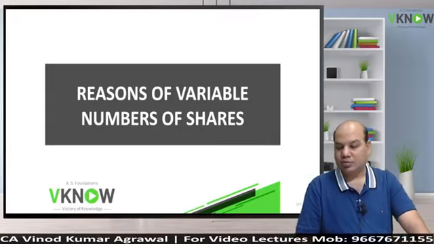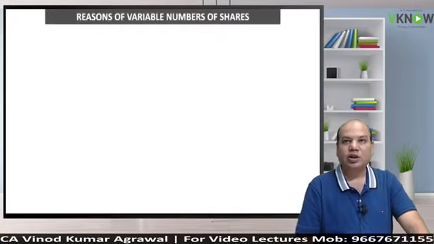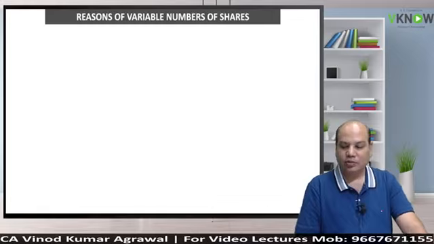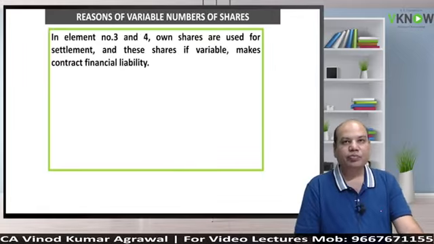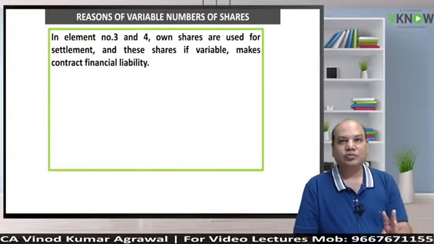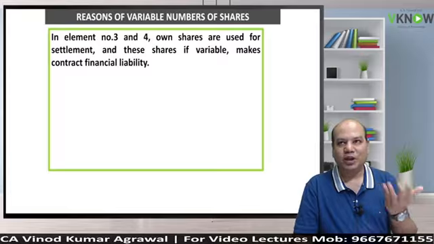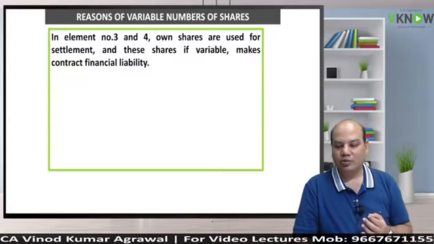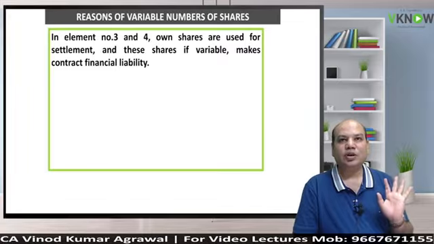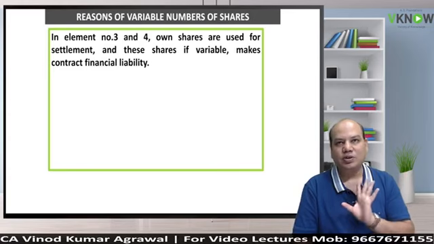Now come to your paragraph number 14 again. Reasons for variable number of share. If the liability will be settled by issue of variable number of share, it is a financial liability. A contract settled by issuing variable number of share. Why do number of shares vary? Because in element number 3 and 4, what was element number 3? Remember, contract, non-derivative, settled in own share, variable number of share will be issued. And what was element number 4? Derivative contract, settled in own equity instrument other than fixed cash for fixed number of share.